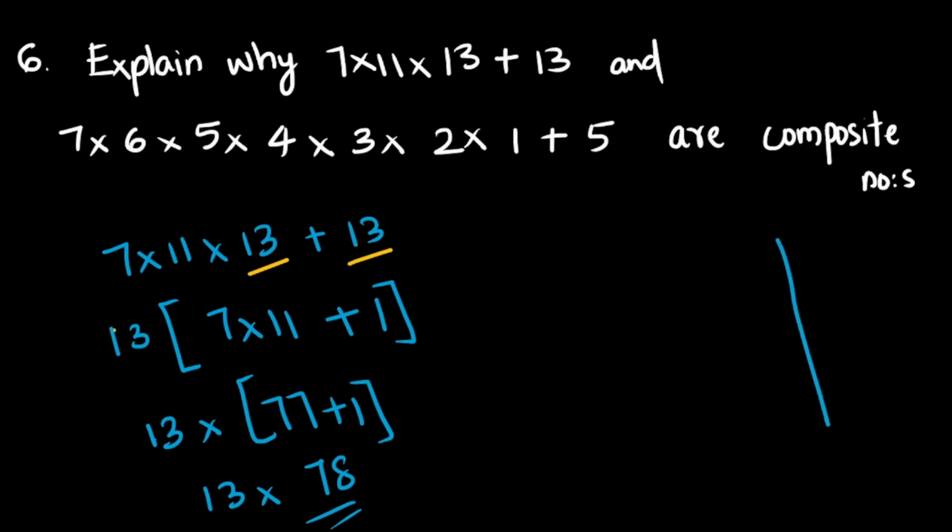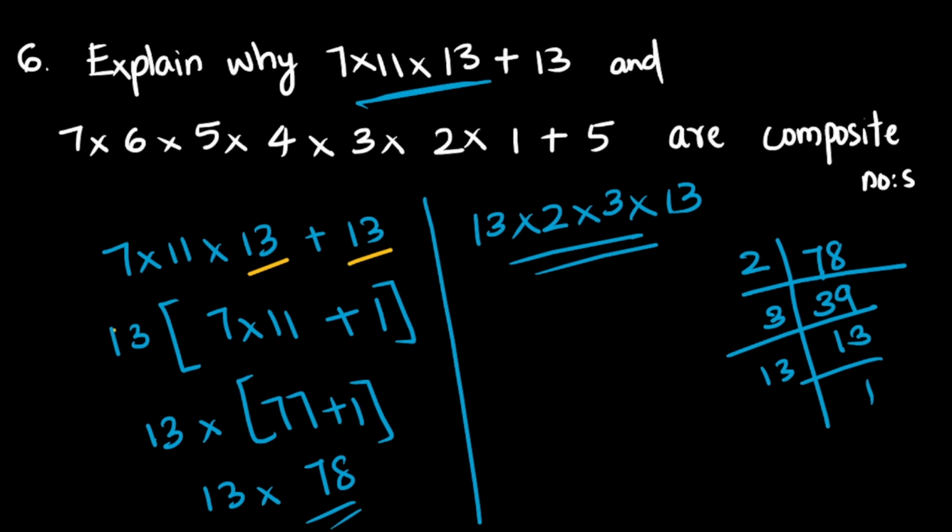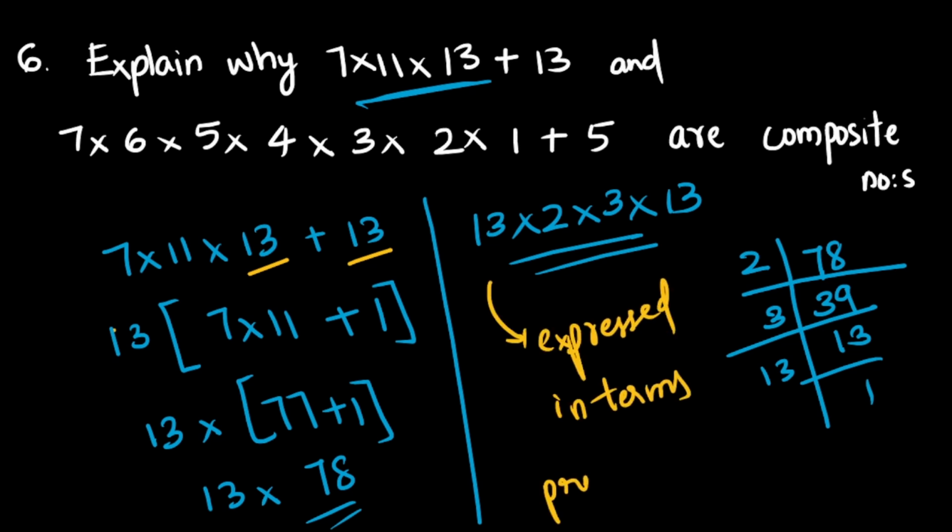So if you do the prime factorization of 78, it is 13 into 2 into 3 into 13, right? This number is expressed in terms of prime numbers, right? Fundamental theorem of arithmetic. This number is a composite number, right? A composite number can be expressed in terms of prime numbers, like more than one prime number, right? So this is a composite number.